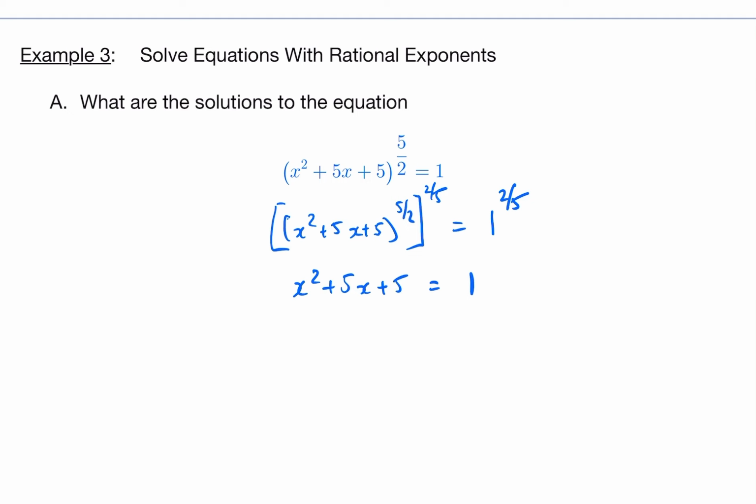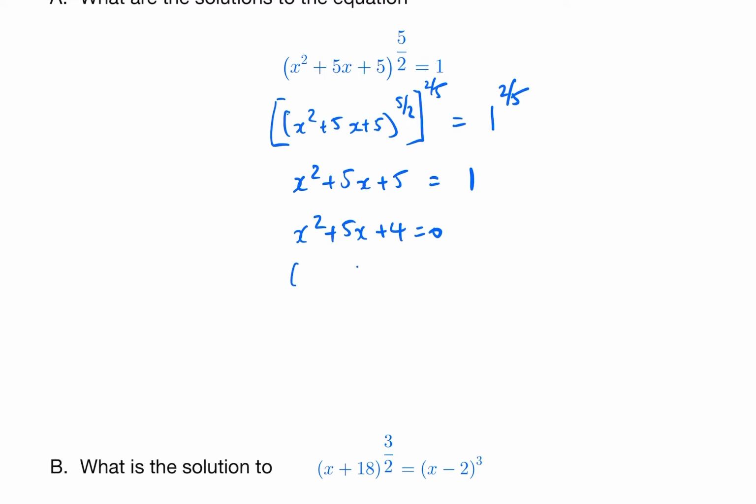Okay, so now we're going to subtract 1 from both sides, and we get x squared plus 5x plus 4 is equal to 0. Okay, and we're going to factor this and set it equal to 0, and we find that x plus 4 and x plus 1 are our factors, and using the zero product property, we find that x is equal to negative 4 or x is equal to negative 1.